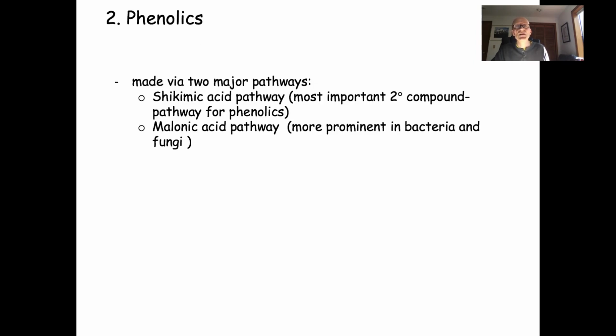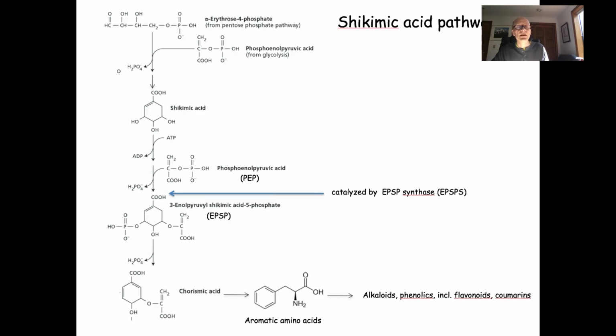Now let's look at how these phenolics are made, right? We wanted to see where the metabolic pathways branch off, and then later on in the semester we will discuss how the secondary substances are connected to the primary metabolites. But in order to do that, we need to look at some major pathways of these secondary metabolites. And so one important one is the shikimic acid pathway. I write here the most important secondary compound pathway for phenolics. And then there's the malonic acid pathway, which is more prominent in bacteria and fungi. Well, let me show you the shikimic acid pathway. We'll come back to that at some point.